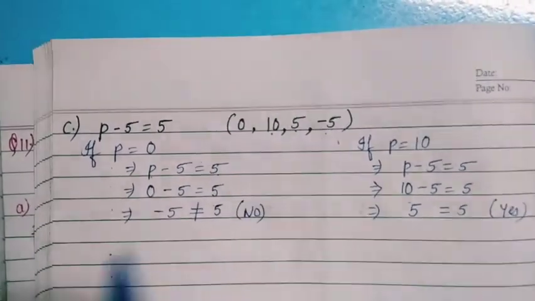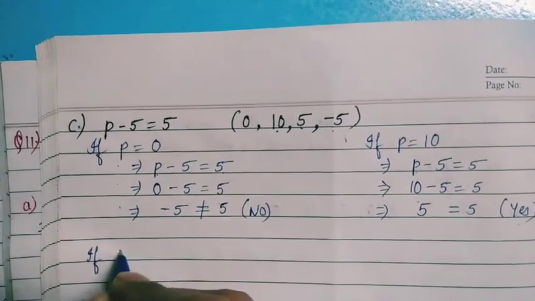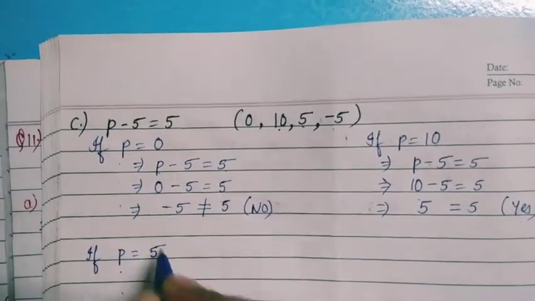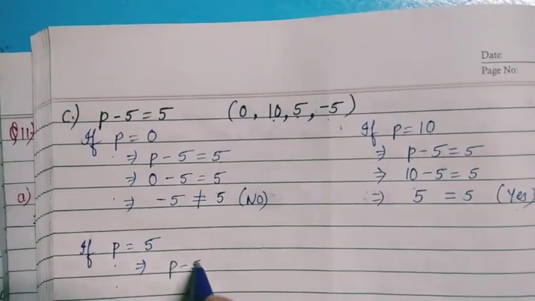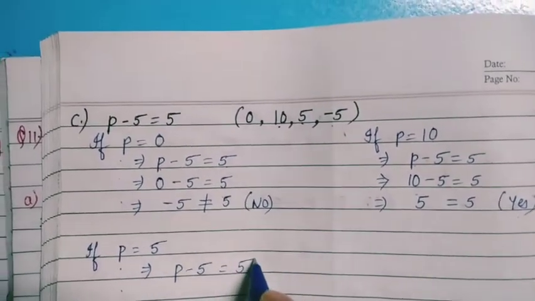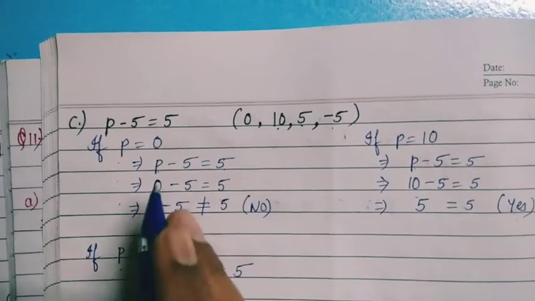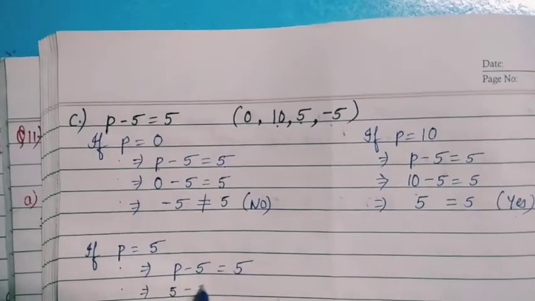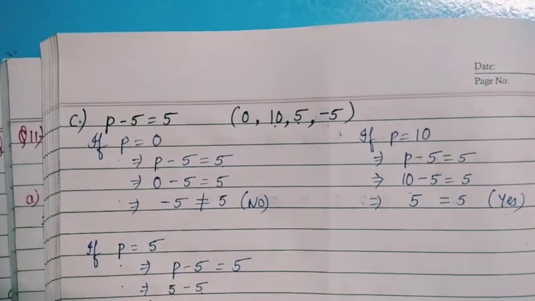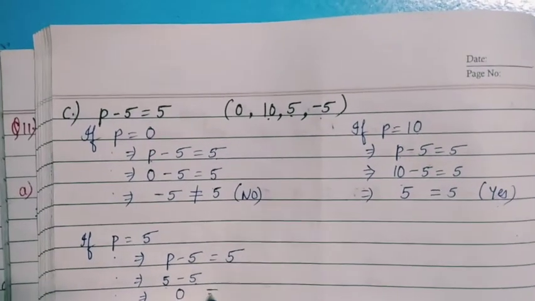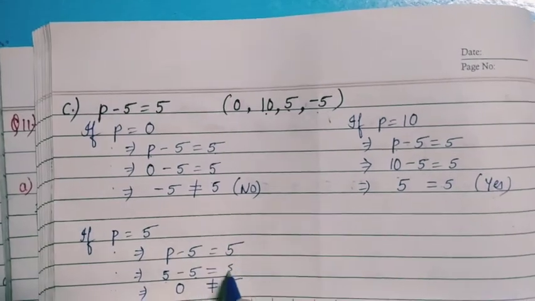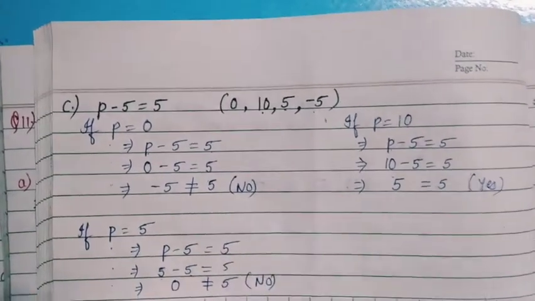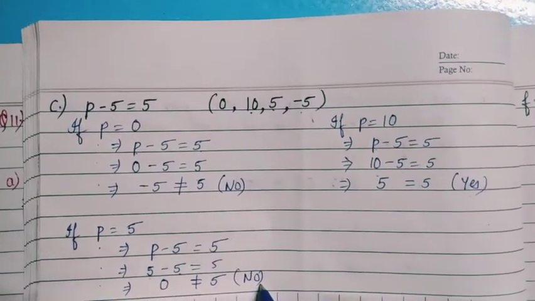Then the third value of the variable is 5. The equation is p minus 5 is equal to 5. In the place of p we will put simply 5. 5 minus 5 is 0 and 0 is not equal to the 5 of the right side. It means this is not the solution of the equation.